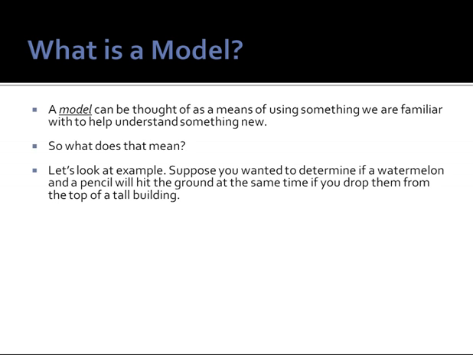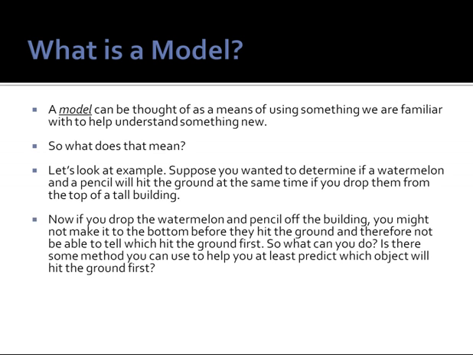Suppose you wanted to determine if a watermelon and a pencil will hit the ground at the same time if you drop them from the top of a tall building. Now, if you drop the watermelon and the pencil off the building, you might not make it to the bottom before they hit the ground and therefore not be able to tell which hit the ground first. So what can you do? Is there some method you can use to help you at least predict which object will hit the ground first?